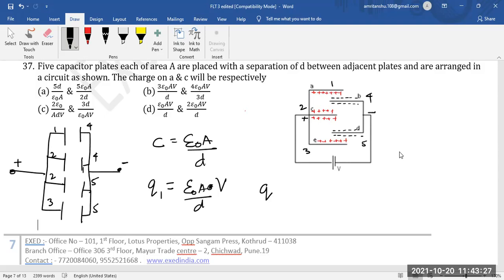C, on the plate C. This plate is going to be Q2 epsilon naught A by D into V, but we have to see this is actually our C plate. So here also a positive charge and here also. So 2 times this positive charge is occurring. So we have to make it 2 epsilon naught A. So the option will be D.